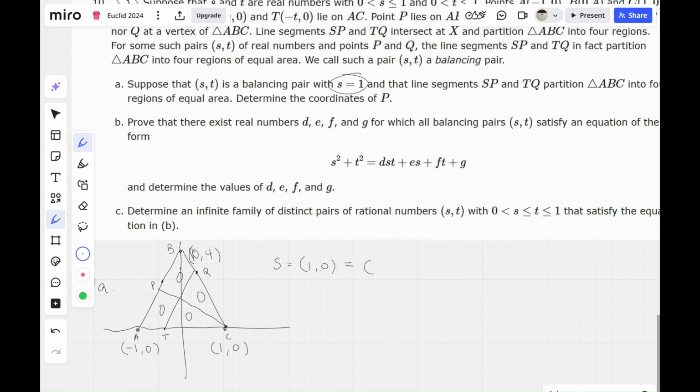First, we can calculate the area of ABC. Since AC is 2 and the y-coordinate of B is 4, the area is 2 times 4 over 2, which is just 4. Therefore, each of the small regions has area 1. Now, this gives that area of APC is equal to the area of BPC is equal to 2, since each region consists of 2 of the small regions.